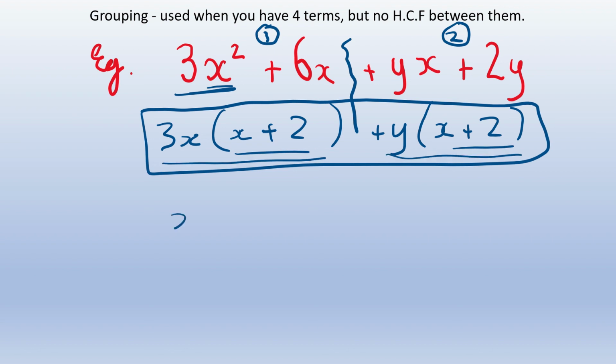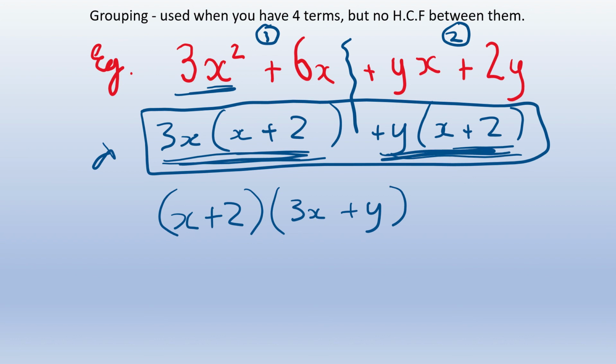So I'm going to take out my x plus 2, and to get back to my line here in navy, x plus 2 times 3x will bring me back to this line here, and x plus 2 times y will bring me back to this line here. In other words, my x plus 2 is what's in common, and my 3x plus y is what's left over. That is grouping in a nutshell.